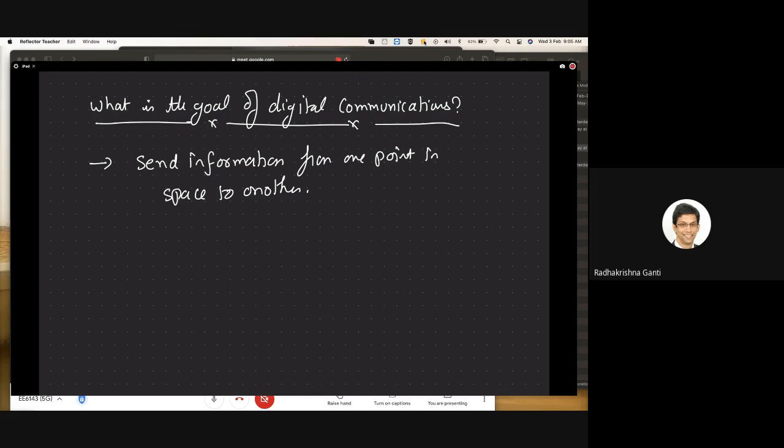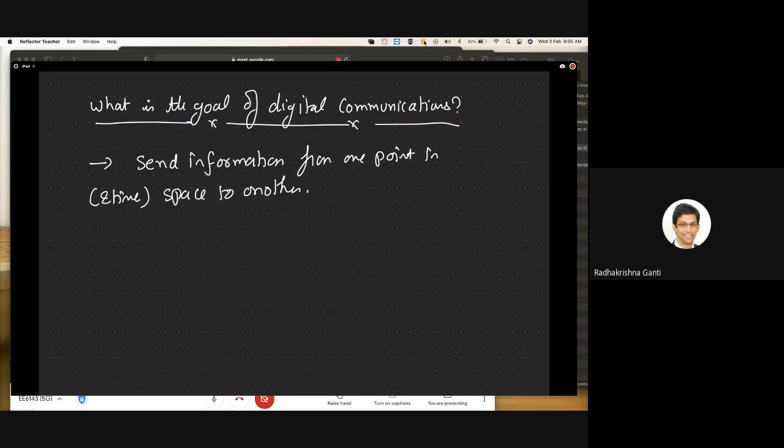Actually, digital communication is a little bit more. You can also think of information being transmitted in the same place across time. For example, if you have a hard drive, you're storing your information in the hard drive and retrieving it at some other point in time. So it need not be just space. You can also say space and time. Digital communication deals with both of them.